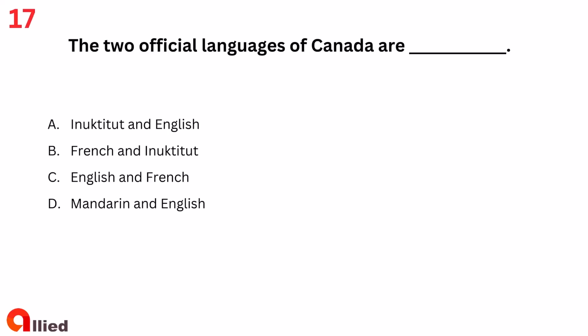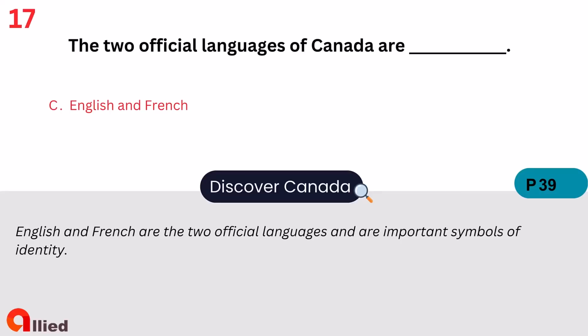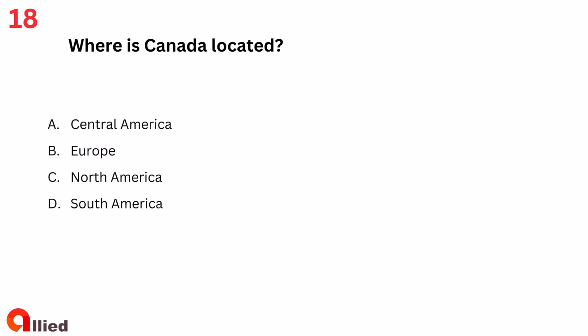Question 17. The two official languages of Canada are: A. Inuktitut and English. B. French and Inuktitut. C. English and French. D. Mandarin and English. The answer is C. English and French.